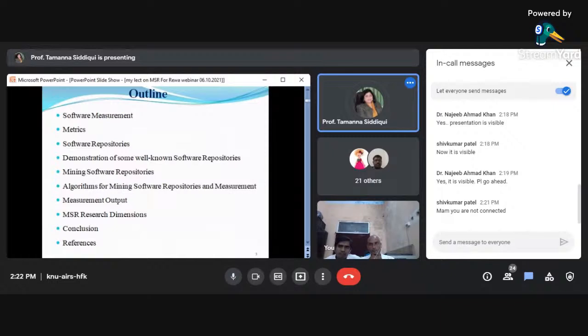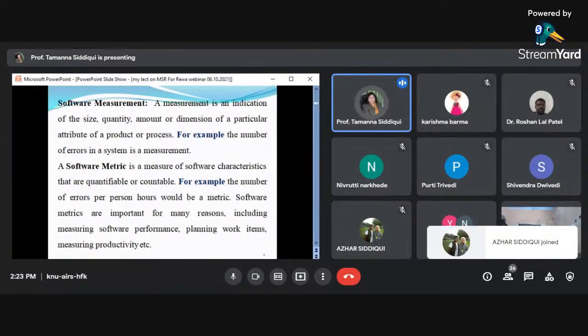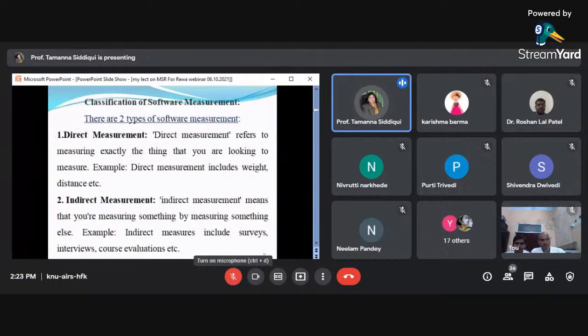I was talking about the concept of software measurement and software metrics. I told you that metrics are very important because, if you measure something, you are sure about the quality. So this is the importance of measurement in software development. Now I was talking about the classification of measurement. These are the two types of classification. Number one is direct measurement, and the second one is indirect measurement.